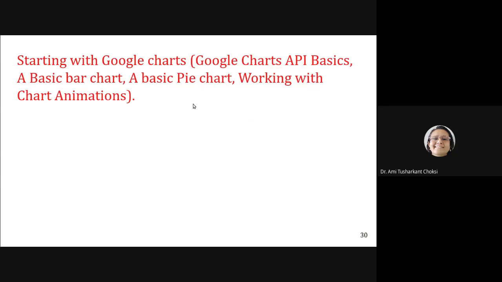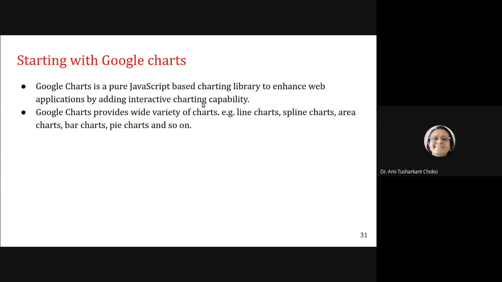Now we want to study the Google Chart. Here we will be making the chart using the Google API, and that is what is called Google Chart. Google Chart is a pure JavaScript based charting library to enable web applications by adding interactive charting capability. Google Charts provides a variety of charts, for example line chart, spline chart, area chart, bar chart, pie chart, and so on.